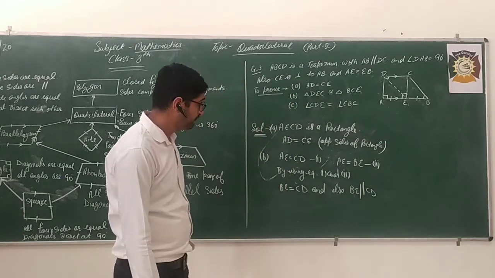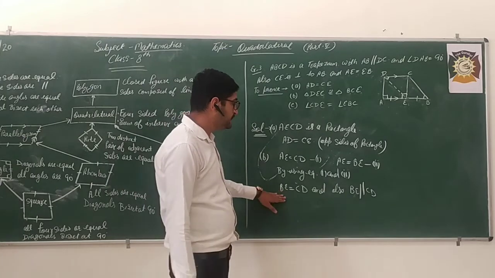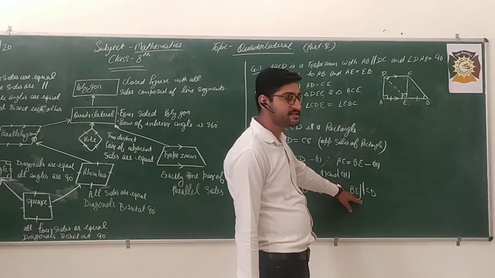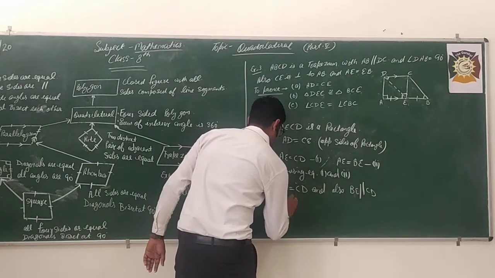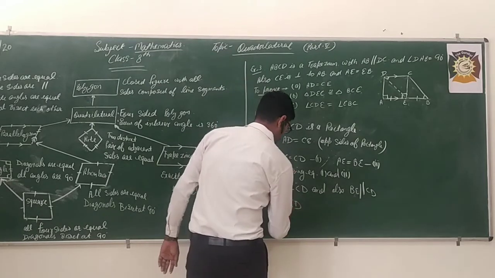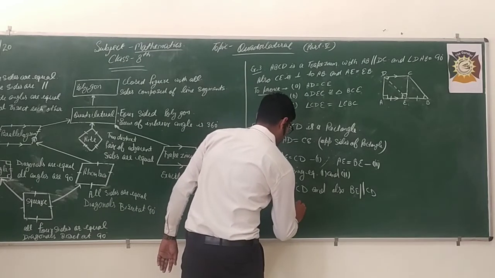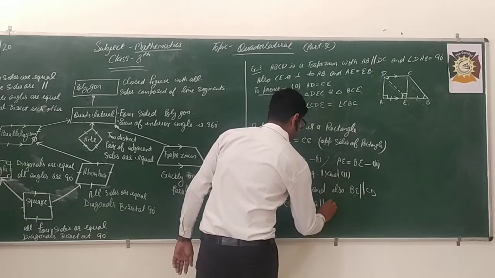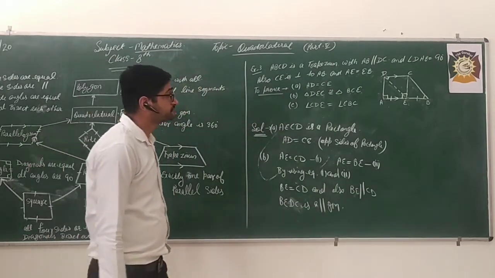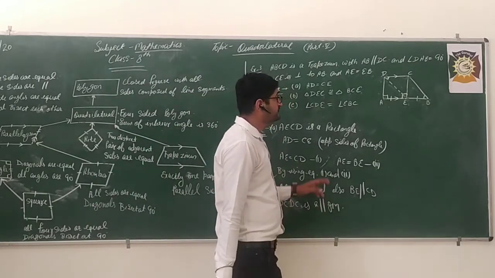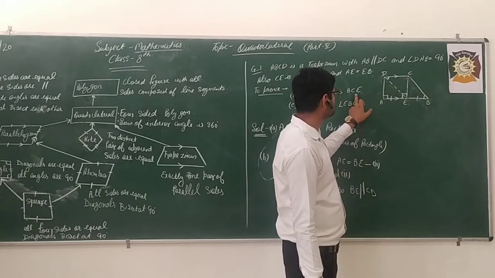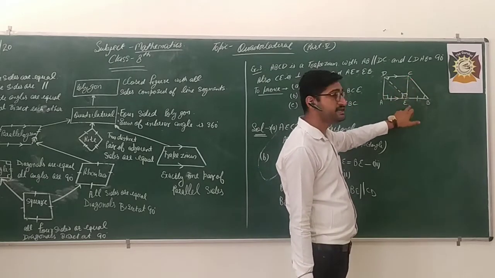It's already given. Now, if one pair of opposite sides is equal and parallel, then you can say that BCDE is a parallelogram. Now we have to prove that triangle DEC is congruent to triangle BCE.